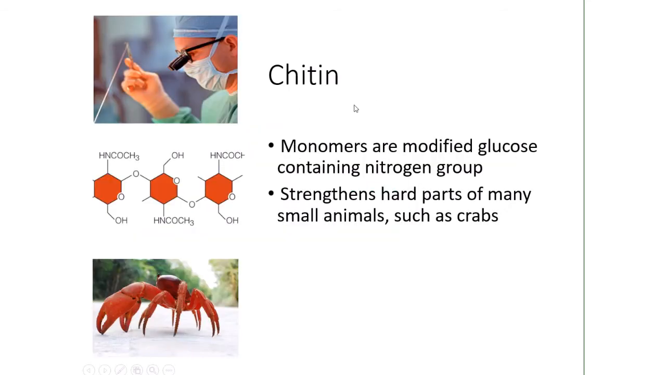Here is another example of polysaccharides. There is something called chitin, and chitin is not made up of glucose. It's made up of this kind of modified type of sugar that has nitrogen in it. So don't worry too much about the chemical structure. I'm not going to ask you to draw them on a test or anything like that. This modified type of monomer is extremely durable and extremely high in strength. They actually form the hard parts of many small animals, such as the crab shell here, and in some insects where their exoskeleton also contains chitin.